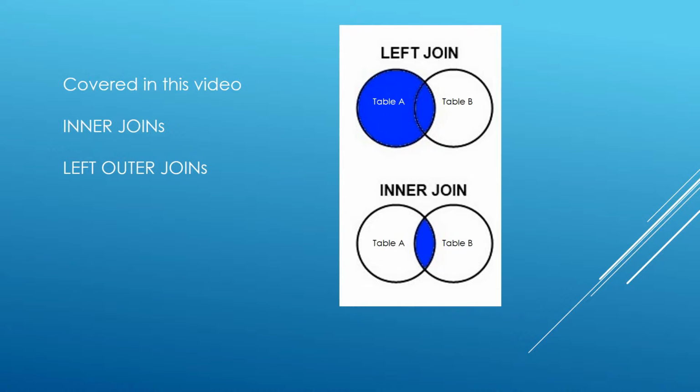As you can see on this slide here, before we move on to the Management Studio, we've got two Venn diagrams. And we're going to do something unusual. We're going to start with the one at the bottom first, so an inner join. Venn diagrams are a great way to show how joins work. So as we can see, we've got a table A and a table B.